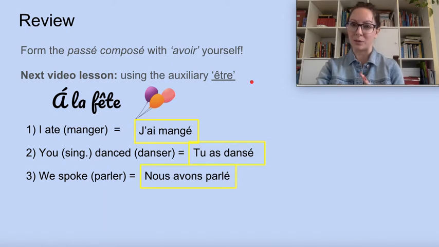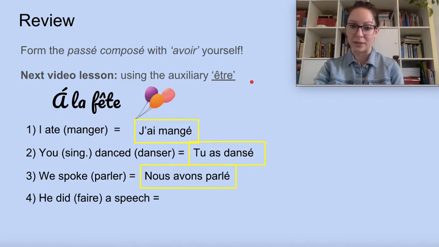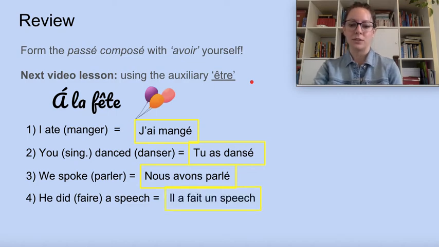Number 4, we're going to make this a little bit harder now. Let's see what happens when we've got an irregular past participle. He did a speech. So let's use faire. Now faire is irregular. Let's see if you can remember from the list before. We've got our subject pronoun. Match the avoir auxiliary with the subject pronoun. Then add the past participle. A speech, un speech, or un discours. He did a speech. Il a fait un speech.